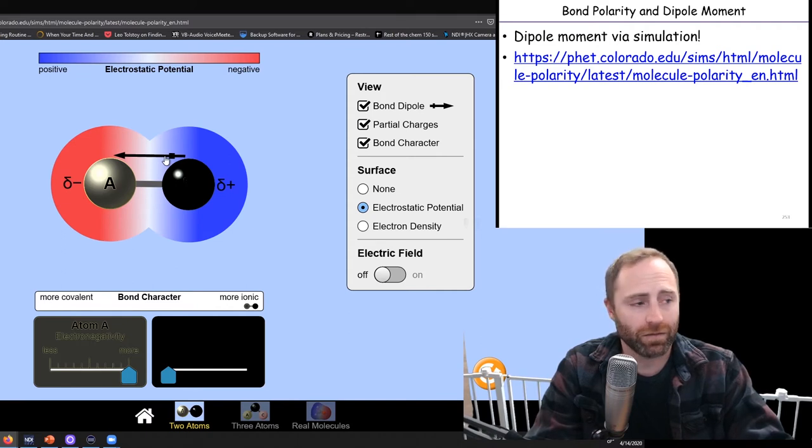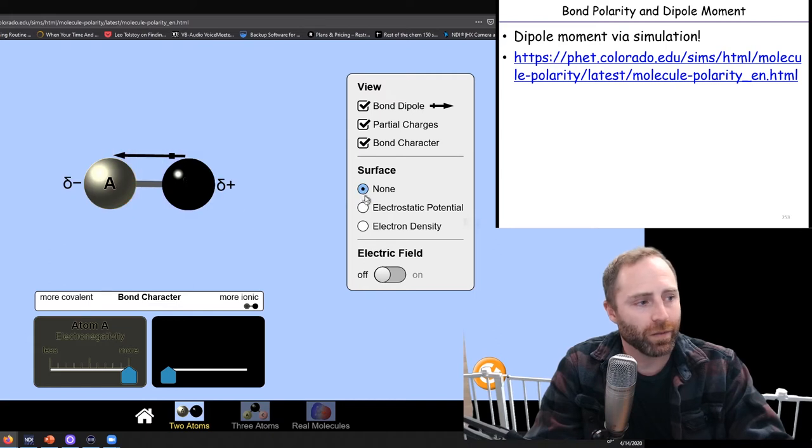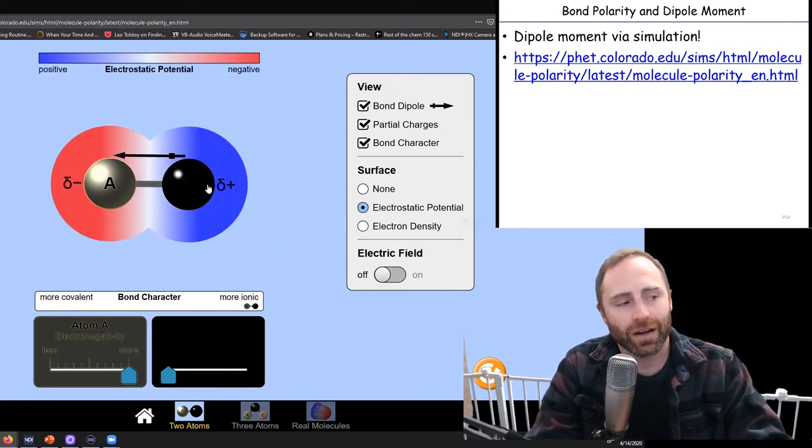And, you know, that's kind of a bummer. It's way easier for us to ask you to draw out the partial charges. But what we want you to recognize with the partial charges being there is they give us an idea of what this electrostatic potential around the molecule actually looks like.